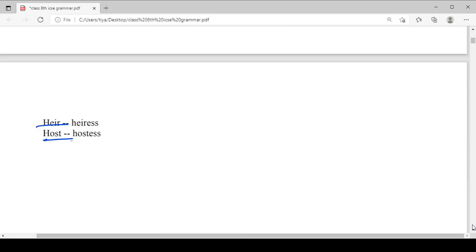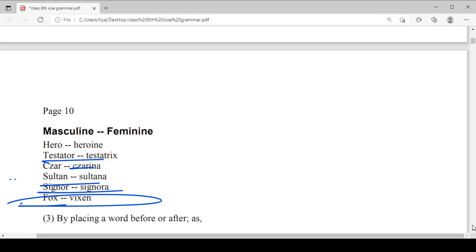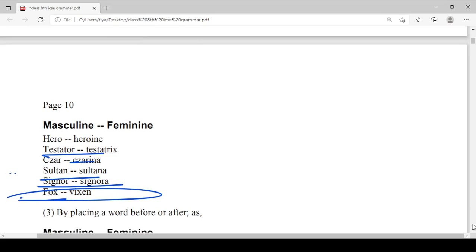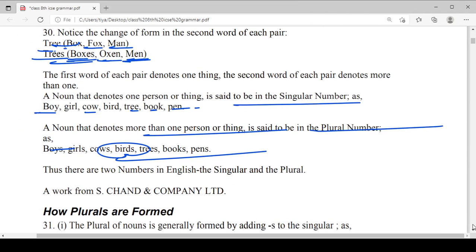Now we have another chapter, noun, the cases. So if you have any kind of problem related to this chapter, noun and the gender, please tell me, and noun and the number, okay, and the singular and plural number.